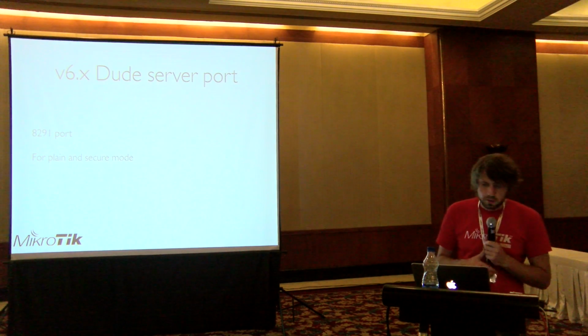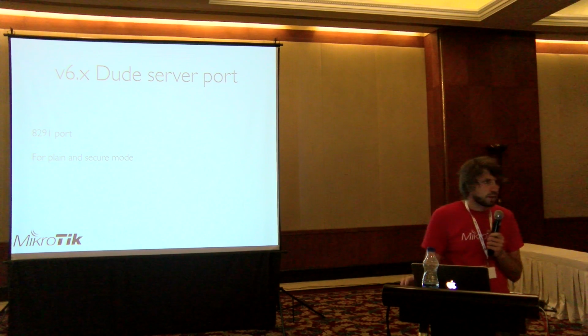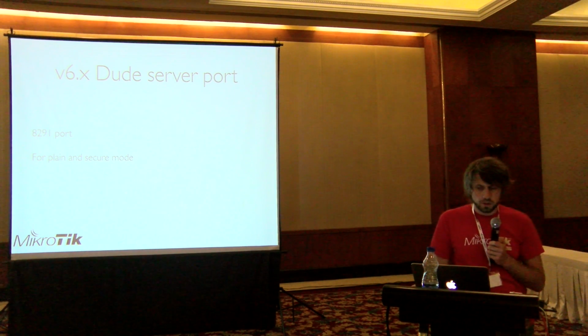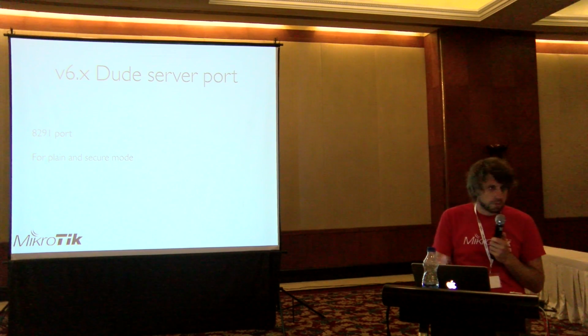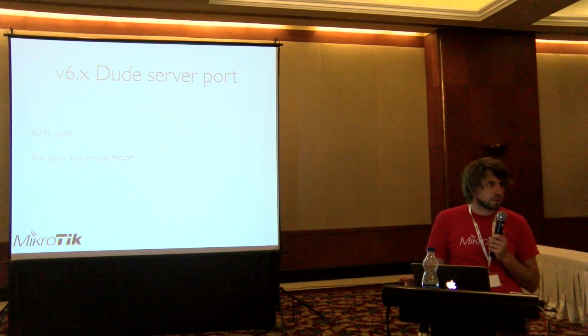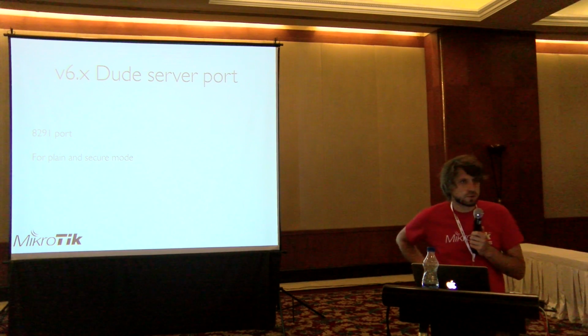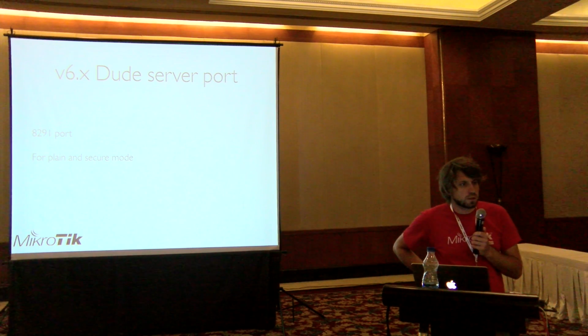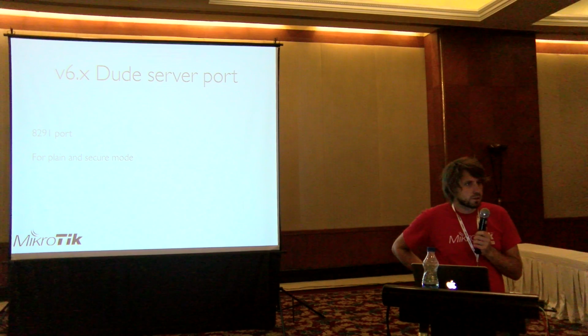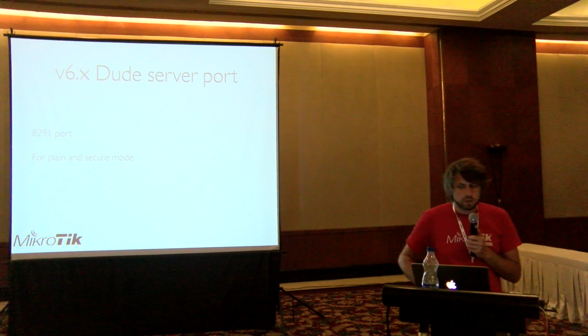The next thing that will be changed in the 6.37 RouterOS version is the port. Now Dude uses some 2210 and 2211 ports, but from 6.37 it will be the Winbox port 8291. It will be used by Dude, and it will be used for plain and secure mode for both of them. So it will be one port.